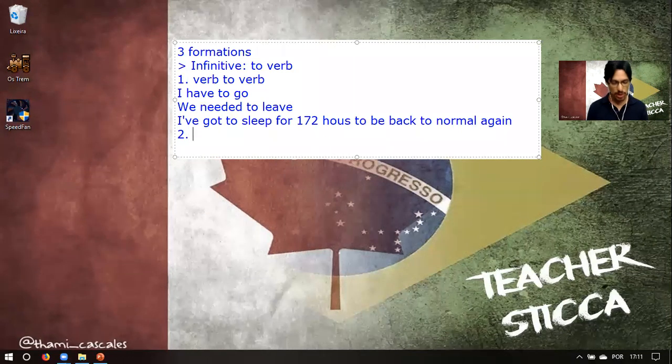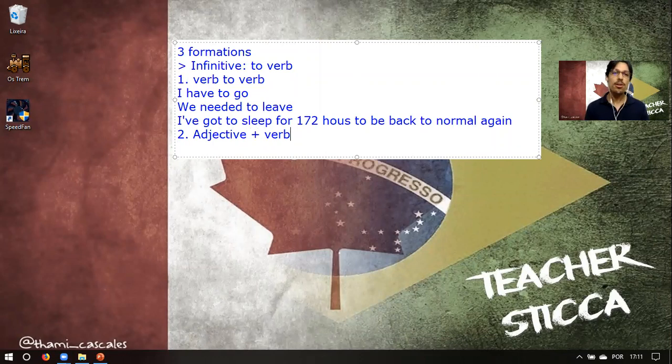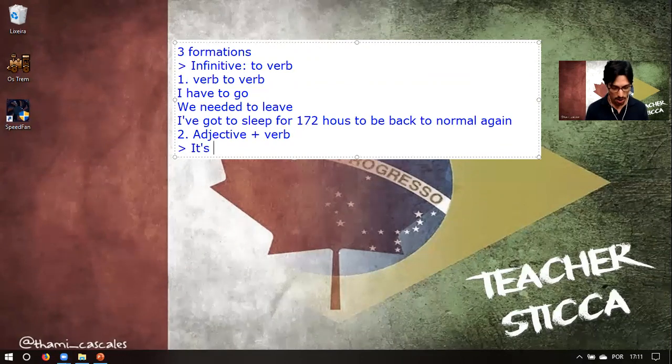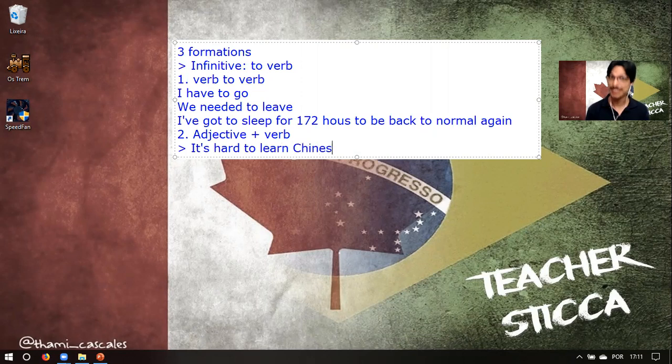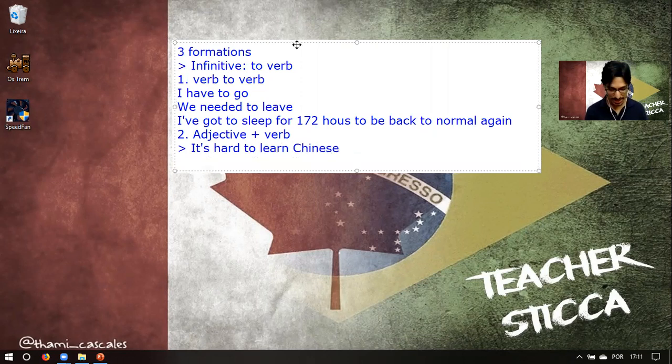The second situation is when we have a verb after an adjective. This always happens. Now, we have other situations too, when we have a preposition, but I'm going to talk to you about adjective to verb situations, which are something like this. It's hard to learn Chinese.